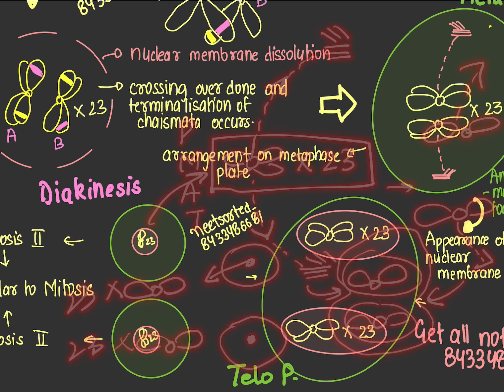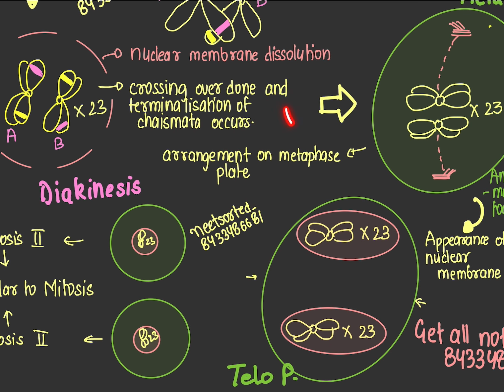Now we come to the end. We have discussed mitosis, meiosis 1 and meiosis 2. This is what you need to understand.